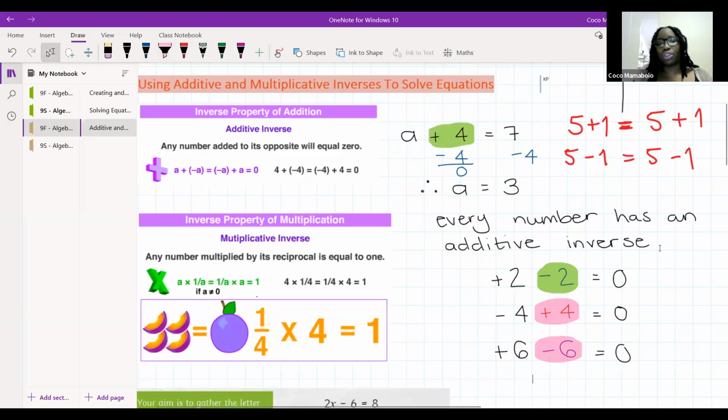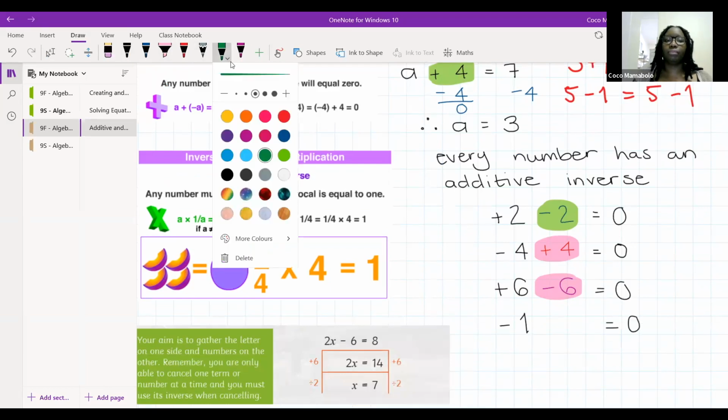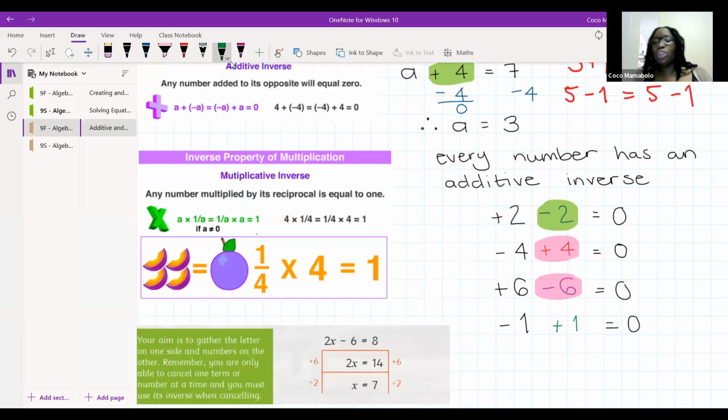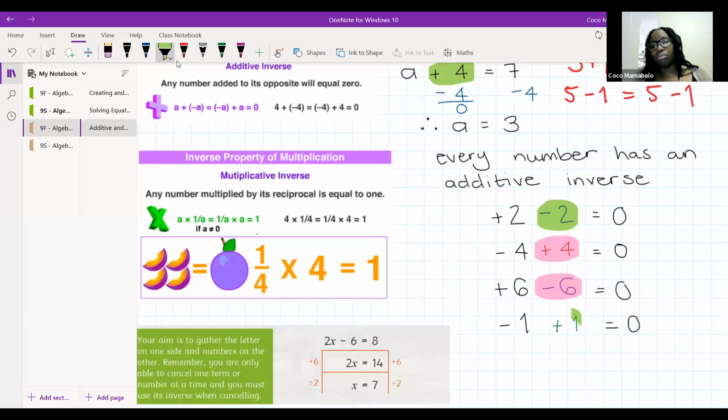Okay, now if I said to you that I've got -1 and I want my answer to be 0, what number do I need to put in here? +1, ma'am. Good, plus 1. So do you notice how this is -1 and I add 1 to make it 0? So the additive inverse of -1 is? Ma'am, the inverse of -1 is +1. Good, it's +1. Do you see how they're the same number? They just have different signs.